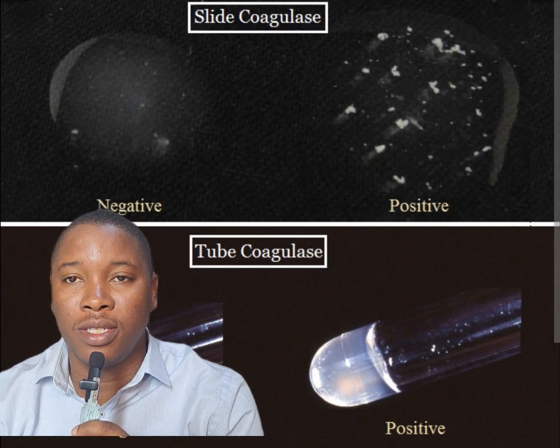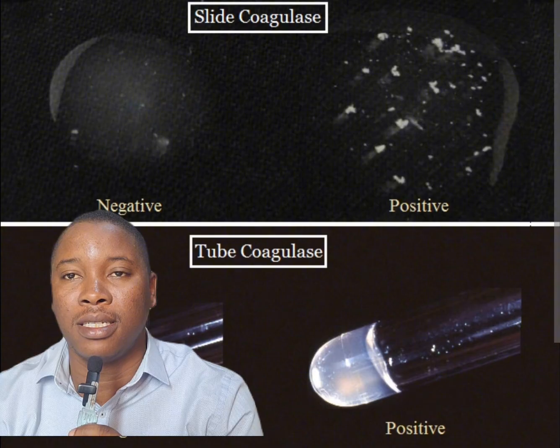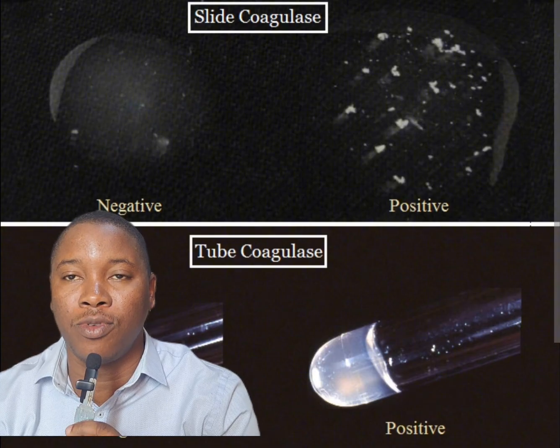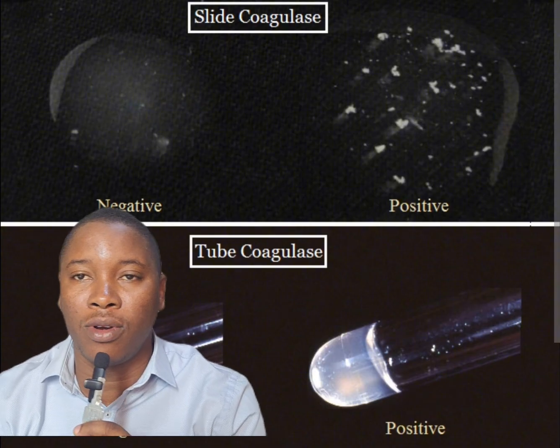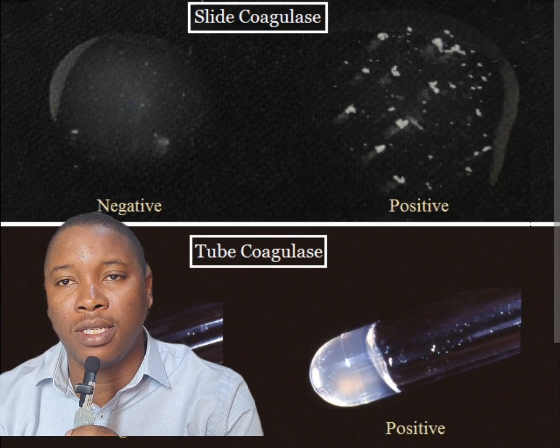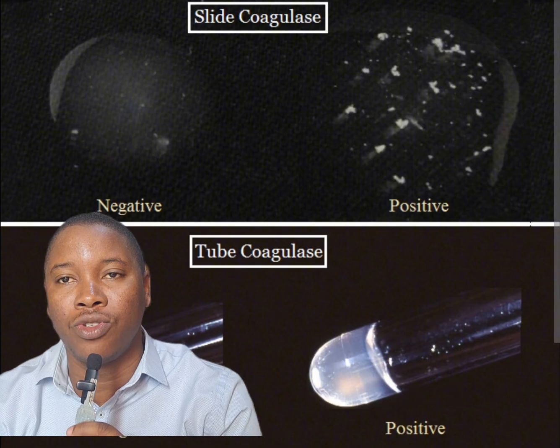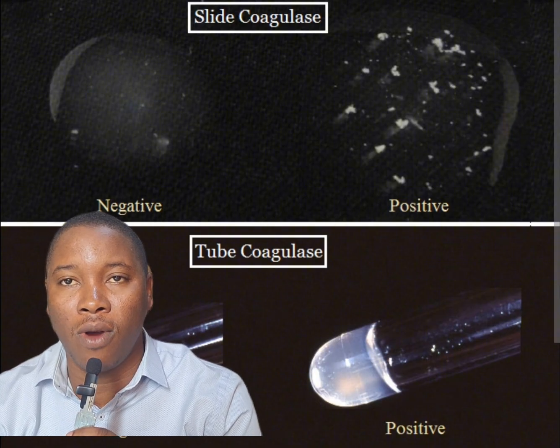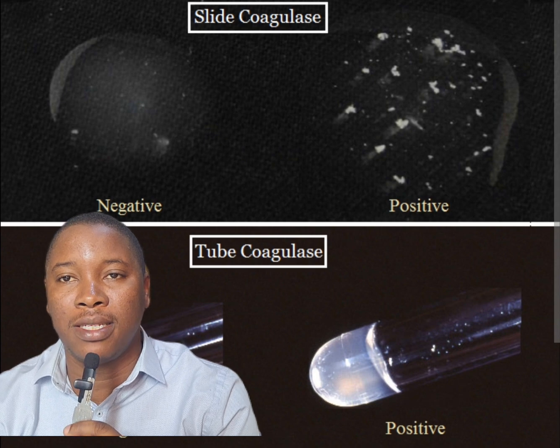Today, we remember we are doing a series on biochemical tests, the use of different biochemical tests to be able to identify different microorganisms using different features that these microorganisms have. Today, we are talking coagulase test. Coagulase test is one of the tests that are used to differentiate organisms. So we say that organisms are either coagulase positive or coagulase negative.